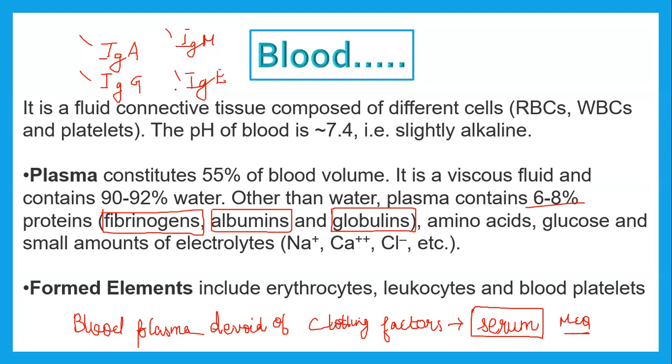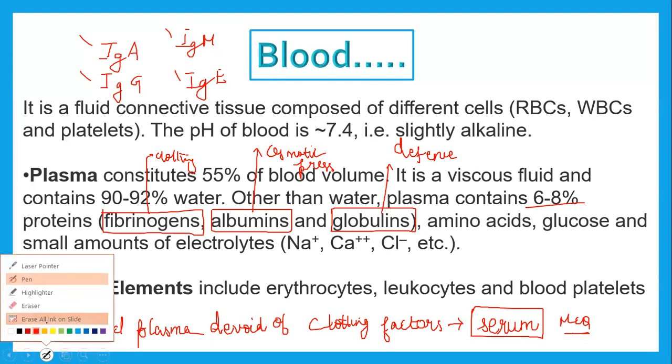Albumins. Nobody has answered me the function of albumin, so I'll tell you: albumin helps in maintaining the osmotic pressure. So fibrinogen is a clotting protein that helps in blood clotting, and albumin helps in maintaining the osmotic pressure. Globulins are associated with the defense mechanism. That is, globulins form an important part of antibodies.